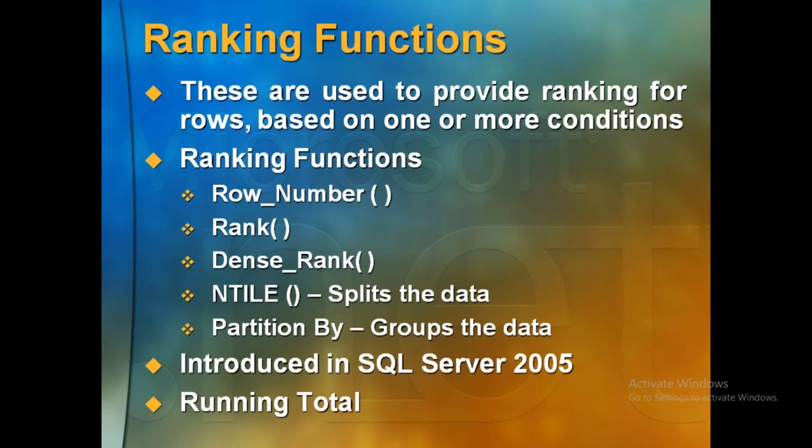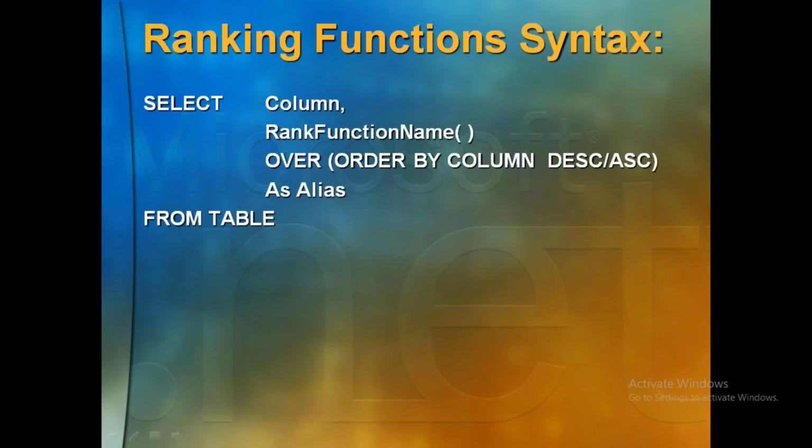So now we have ranking functions, which are used to provide rankings for the rows based on one or more conditions. We have row number, rank, dense rank, ntile, and partition by clauses. These were introduced in SQL Server 2005, so almost 12 years back, Microsoft introduced them. We're also going to understand running total. Let us understand how to write the syntax for the ranking functions and where we should be able to use them.